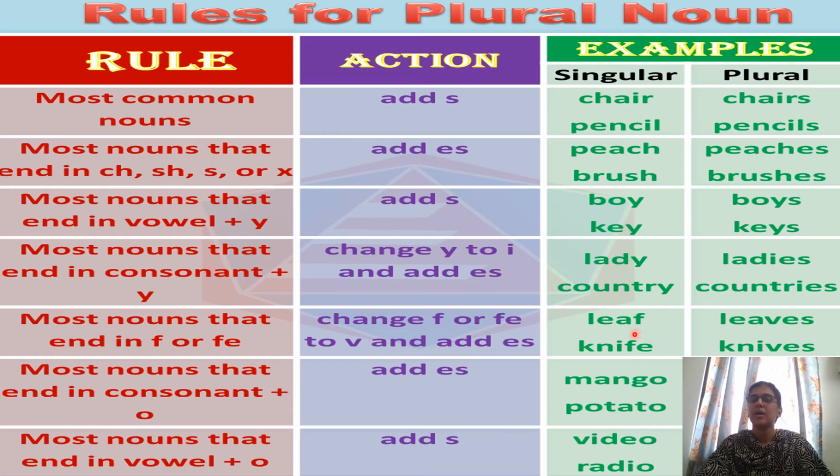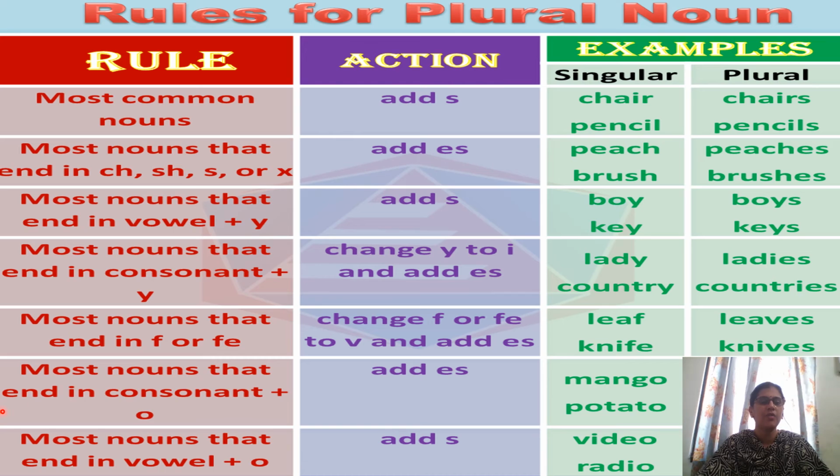For example, leaf, it ends with F. Knife, it ends with FE. So what happens? Your F goes, V comes with ES. Your FE goes, V comes with ES.